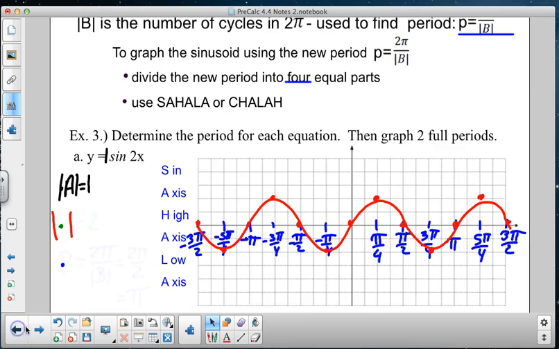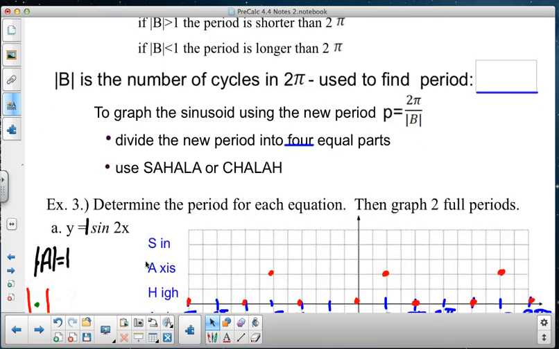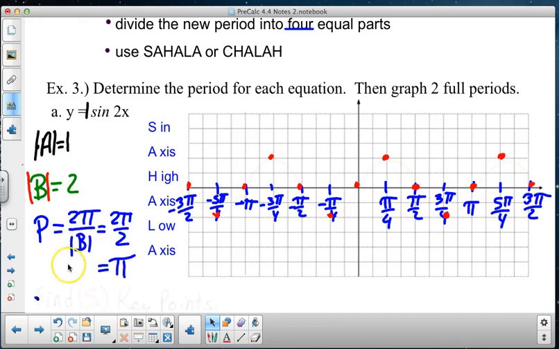So we're going to go back and talk about this. In this first one, I have 1 for my A, so that's my absolute value. My amplitude is 1. My absolute value of B is 2. Now, keep in mind, as we're going through this, I'm going to adjust my period. So now I've got my period, which is 2 pi over the absolute value of B, which is now 2 pi over 2, which is just pi long.